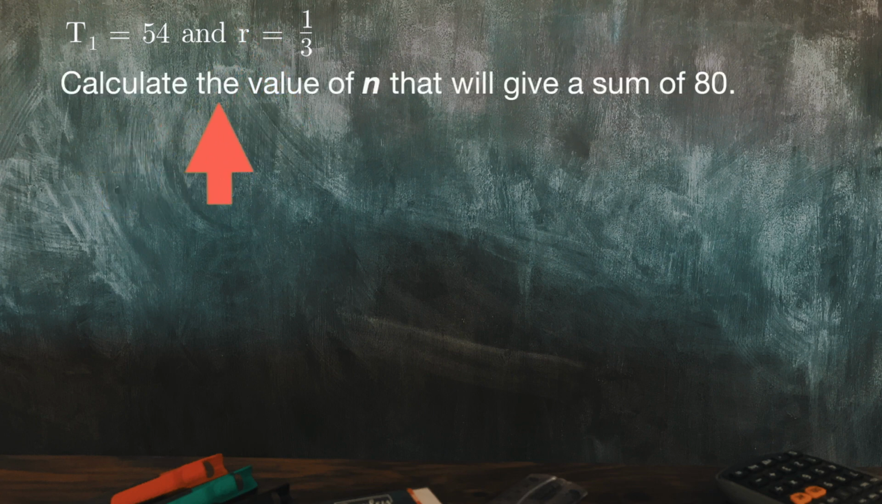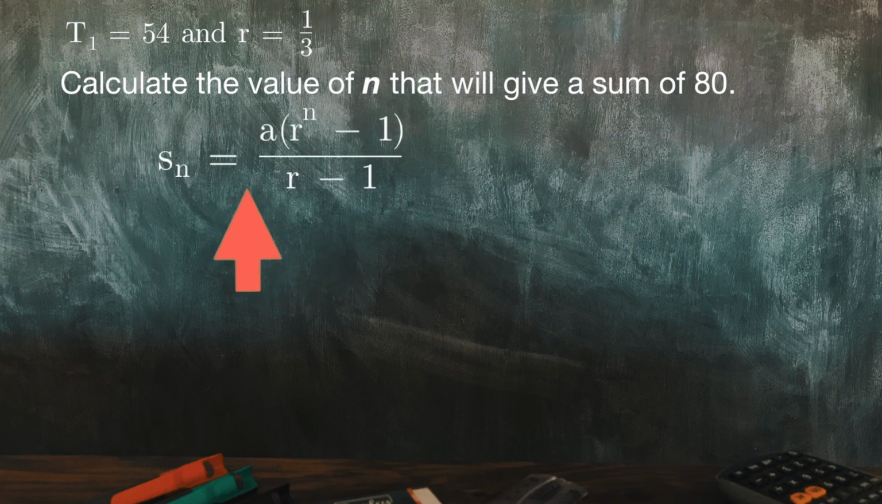Now we want to calculate the value of n that will give a sum of 80. So basically we want to know how many terms were added together to give us a sum total of 80. So first off, we are going to write the sum of formula for a geometric series, and there it is. Now we are just going to do some substitution.